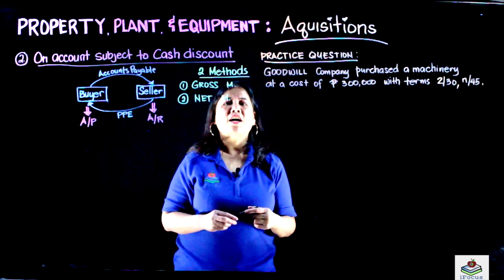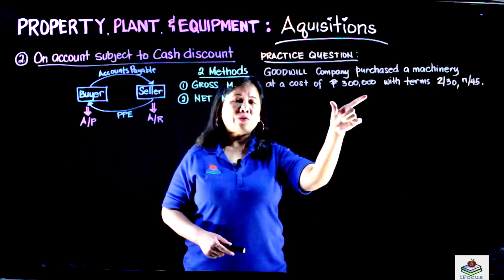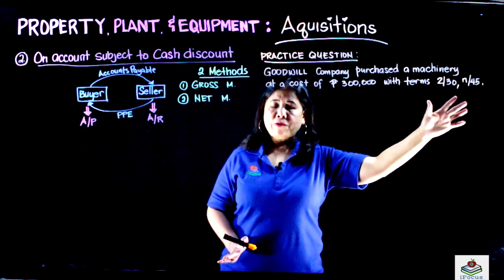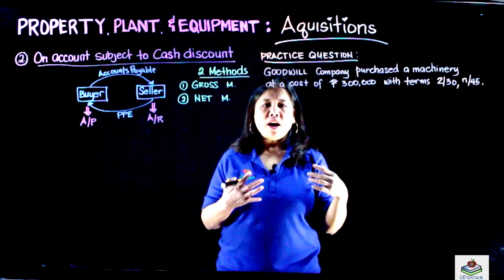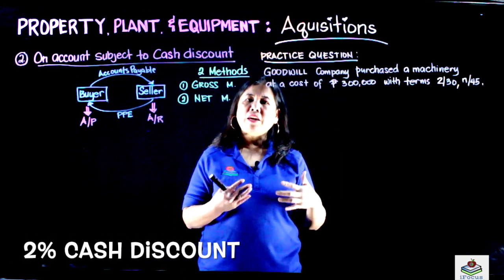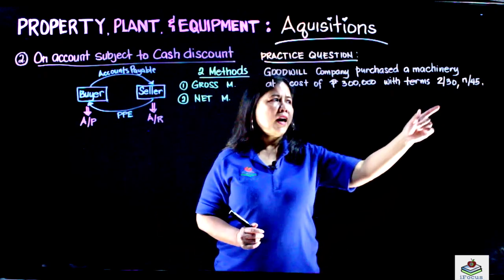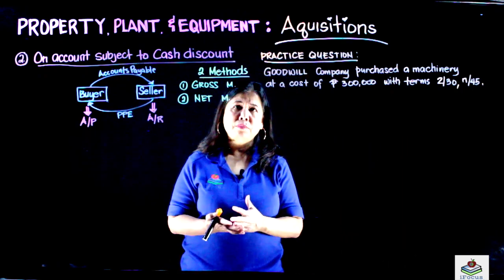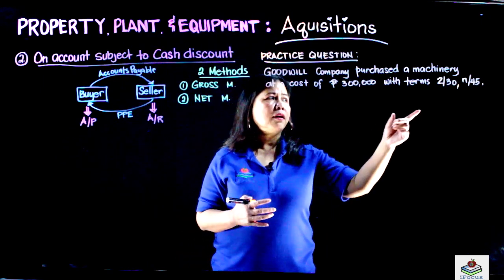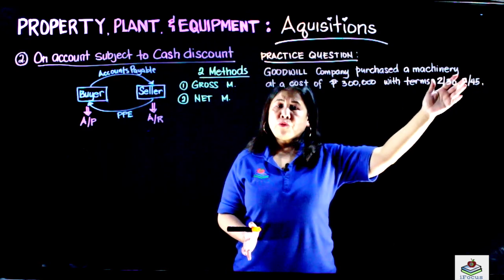Ang practice question natin is, Goodwill Company purchased a machinery at a cost of 300,000 with terms 2/30, n/45. Ang 2/30 ay meron 2% na cash discount si Goodwill kapag nagbayad siya within 30 days. Yan po ang cash discount ni Goodwill. Then, N/45, wala na siyang cash discount. Hindi na niya avail ang cash discount kapag nagbayad siya beyond 30 days. Pero babayaran pa rin niya ito within 45 days.